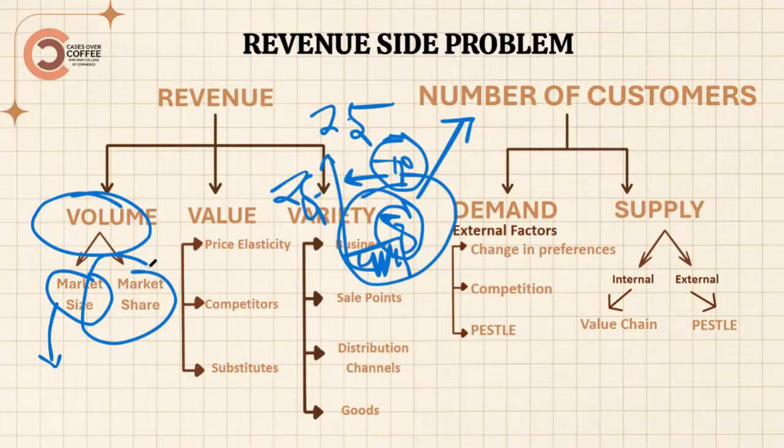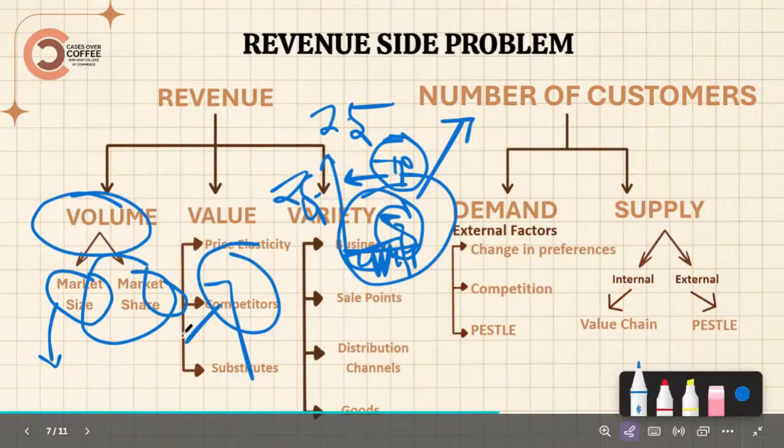Then second is the market share. As I mentioned, let's say the market is the same, but the company's market share has fallen from 25% to 20%. So we try to understand from this point of view.